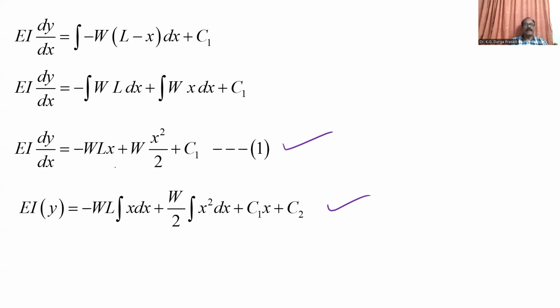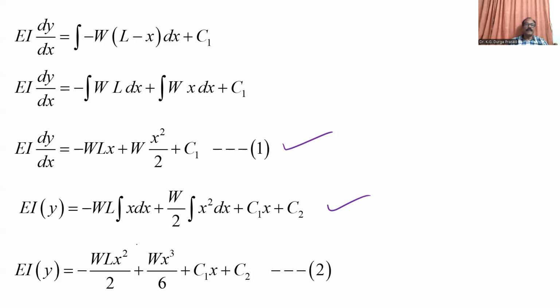Here minus WL integral x dx, similarly w by 2 into integral x square dx plus c1x plus c2. Further you can integrate it. Integral x dx means x square by 2, so minus WL into x square by 2. Here w by 2 into integral x square dx means x cube by 3. So you are getting wx cube by 6 plus c1x plus c2. So here we have two equations. Equation 1 represents the slope. Equation 2 represents the deflection, right?